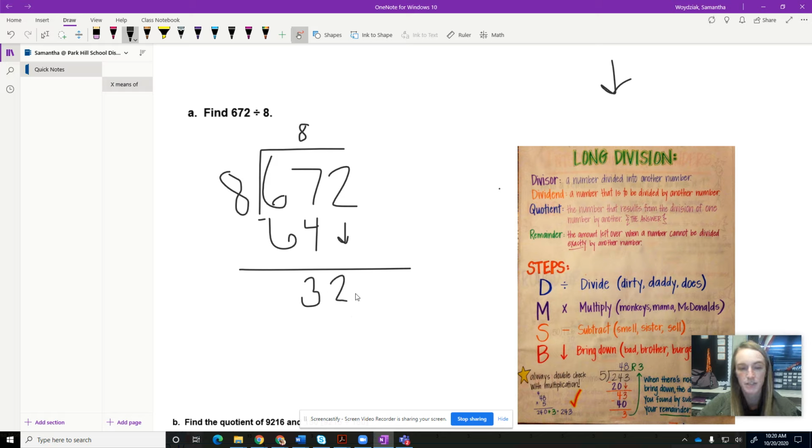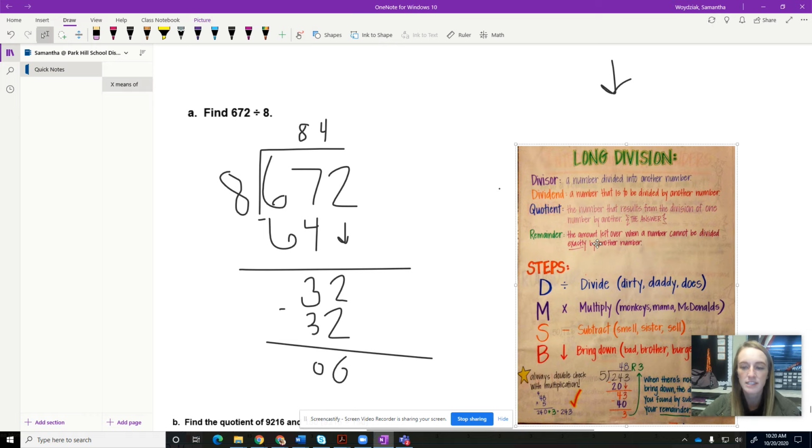8 goes into 32. How many times? What is 32 divided by 8? I know that's 4. 8 times 4 is 32. And when I subtract, I get 0. So what that means is 8 goes into 672 84 times with nothing left over, which is awesome.